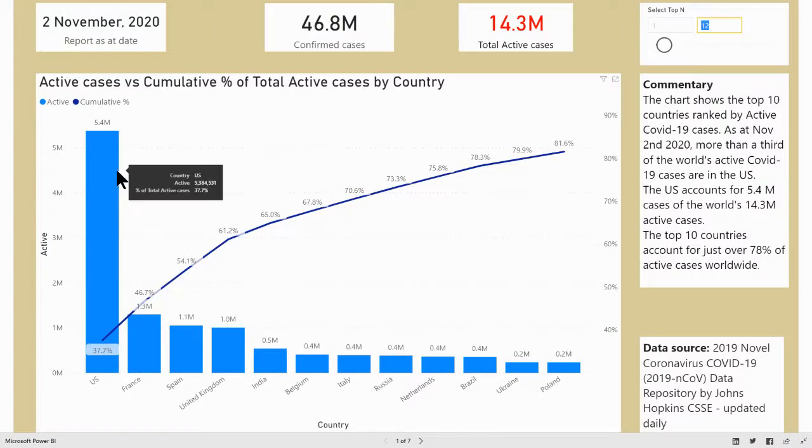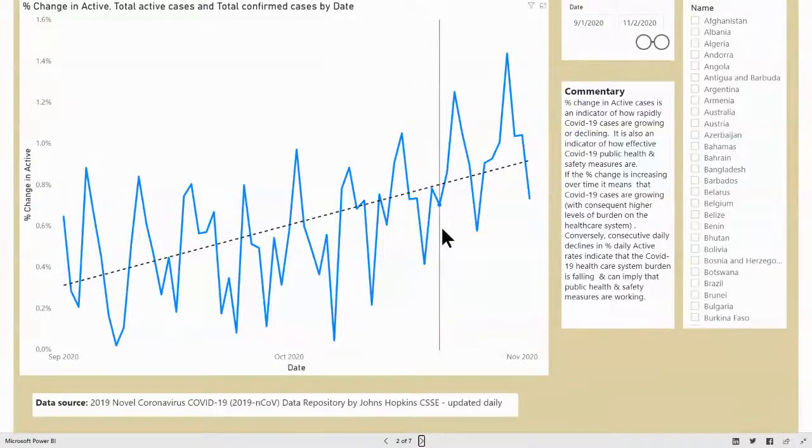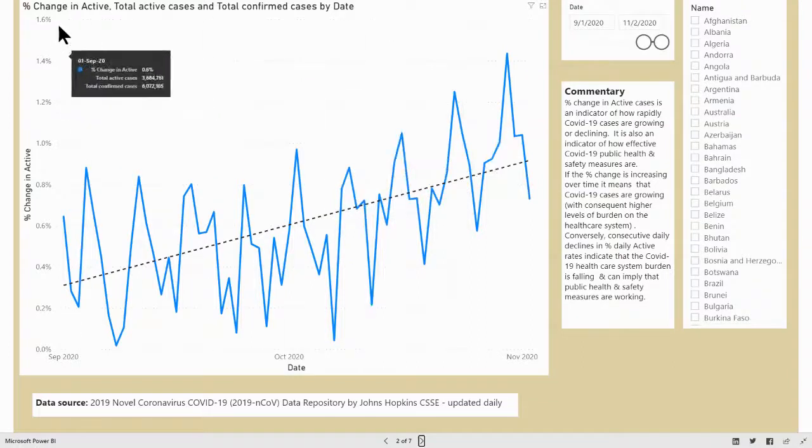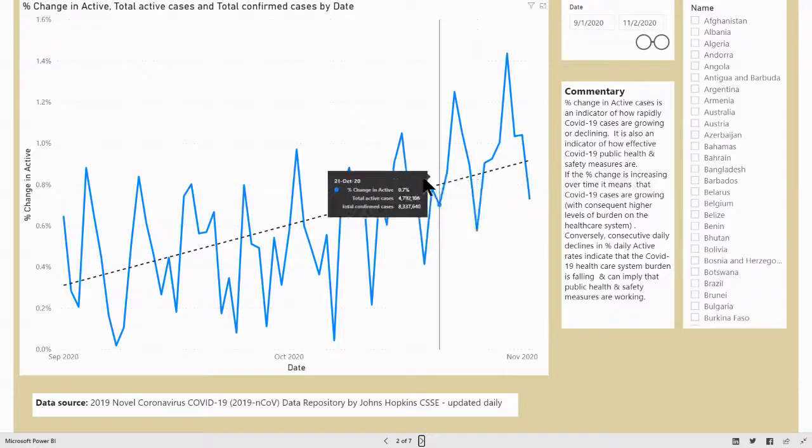So this is significant. I mean, it would imply that if you're not taking the appropriate preventative steps, then your country could very easily become overburdened by cases of COVID. So I did just my little summary commentary here to interpret the chart. If we go to the next chart, it actually shows the rate of growth for active cases, and this chart shows the overall rate of growth worldwide.